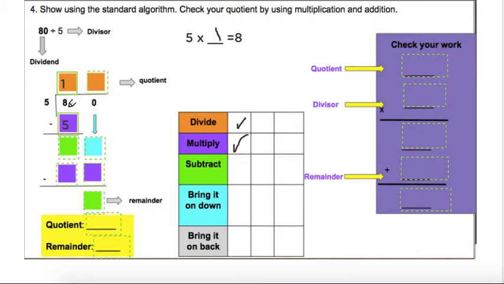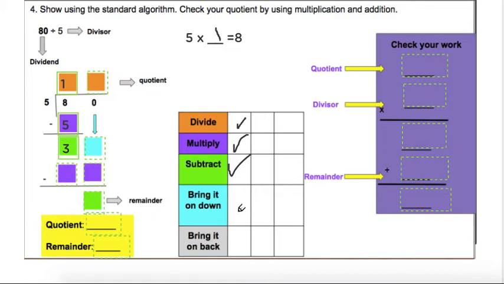Now it's time to subtract. 8 minus 5. Ooh, what do we get? Yeah, we get 3. And what color box am I going to put my number 3 in? I'm subtracting. So what color box is subtraction? If you said green, you're absolutely correct. It's going to go in my green box. I'm going to check it off.